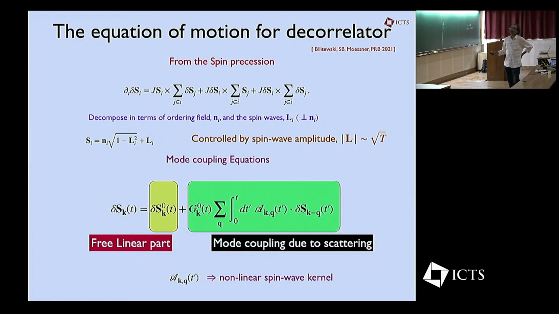And this leads to these kind of mode coupling equations, where essentially this is the Fourier component of the decorrelator, or if you take the square of this, that's the decorrelator, and it has a free part, which is basically the difference of the two copies evolving in a frozen background of the ordered state. And then there are interactions, which are deviations from the ideal zero temperature configuration. This leads to the scattering of the decorrelator wave that is spreading throughout the system, and this kernel is the nonlinear spin wave kernel. It is actually the same kernel that shows up if you try to calculate the spin wave lifetime in a nonlinear spin wave theory.